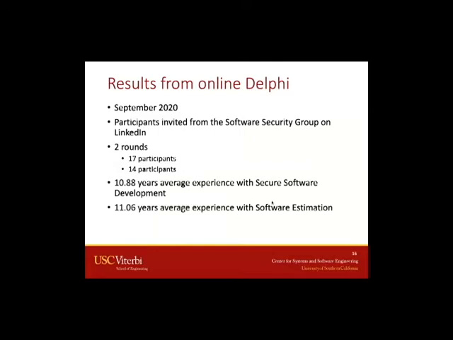So we conducted an online Delphi last month, and we invited people from the software security group on LinkedIn. It's an international group that gathers these security experts. We had 2 rounds. In the first round, we had 17 participants, and in the second round, we received responses from 14 participants. They said they had an average of about 11 years of experience with secure software development, and also about 11 years of experience with software estimation.